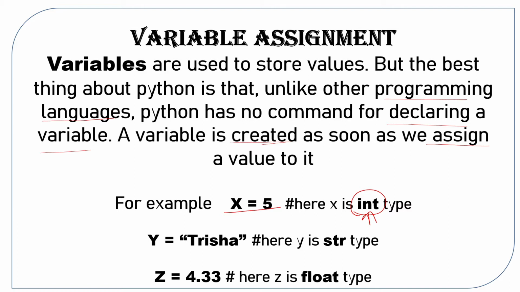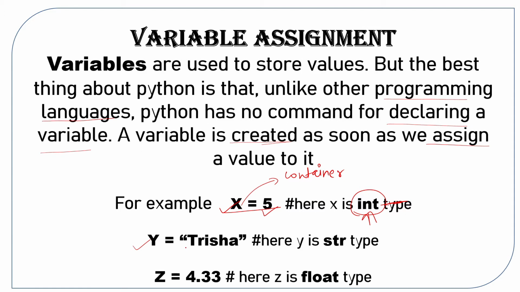Once we assign the value, the variable is automatically created. We don't need to declare a variable like in other programming languages. This x works like a container, and we store the 5 in this container, which is of integer type. And we can see other examples.